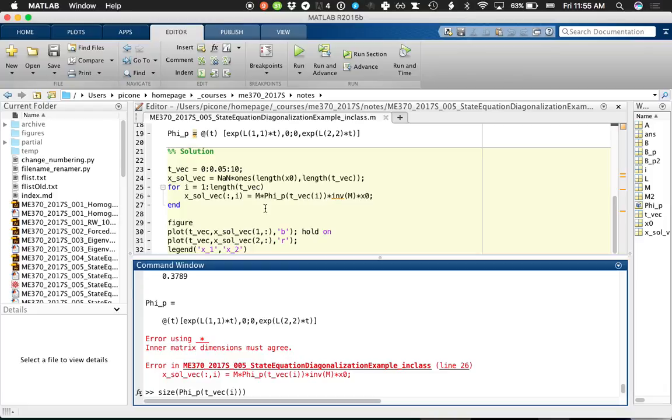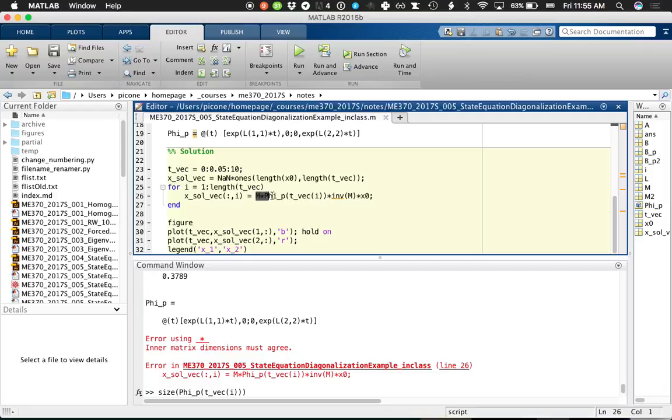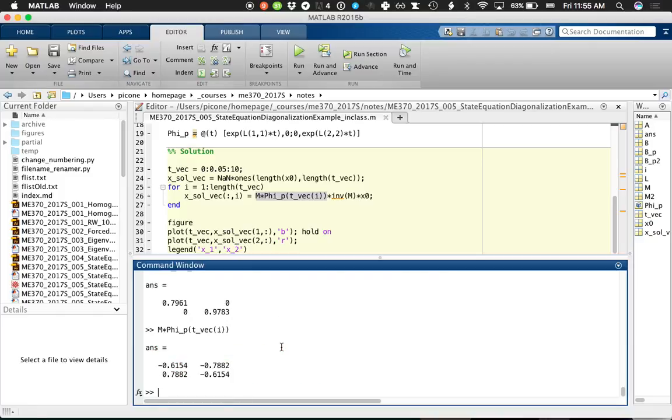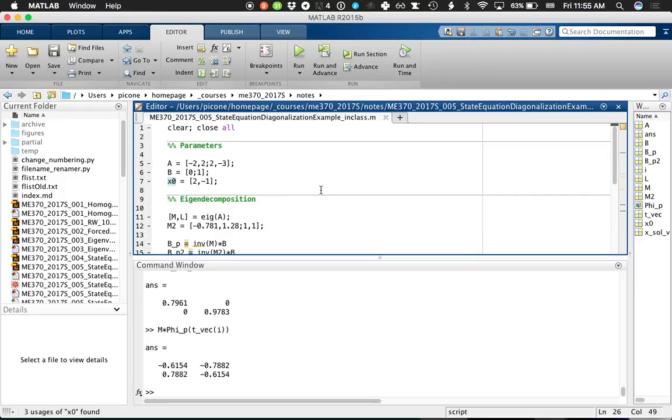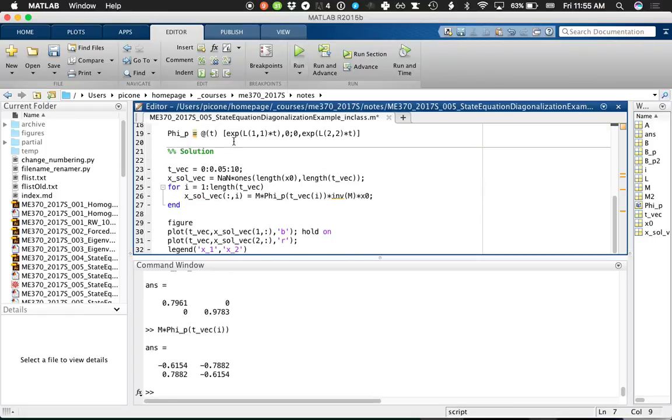No, these all should match up. So can I do m times that? Yeah. And I do, oh, I know what I did. This should be a column vector. The initial conditions, of course.